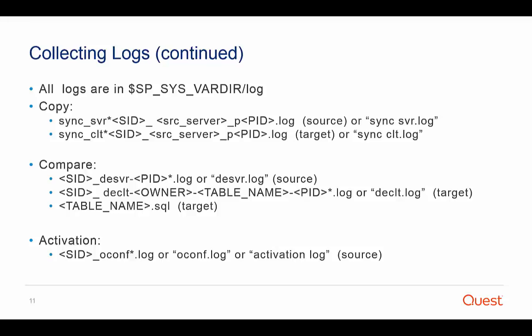SharePlex utilities also create their own logs. For copy utilities on source, look for sync server log. For copy utility logs on target, look for sync client logs. The compare logs on source are named DESVR log, and on target they're named DECLT log. The activation log is located on the source system where the config file was activated and is named oconf.log.